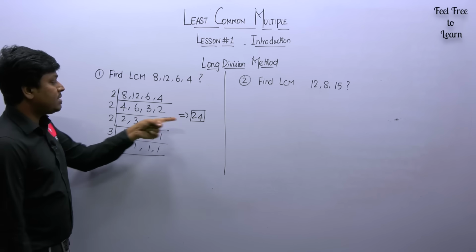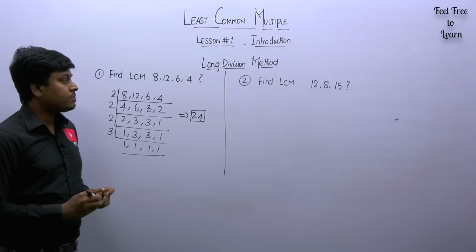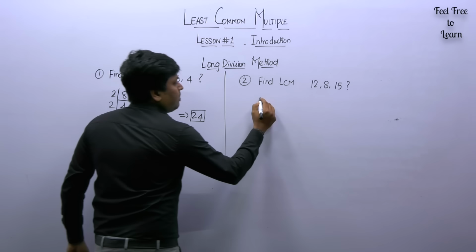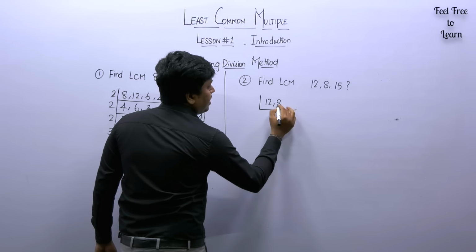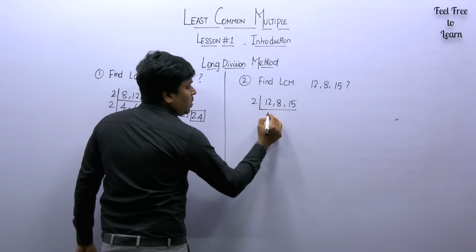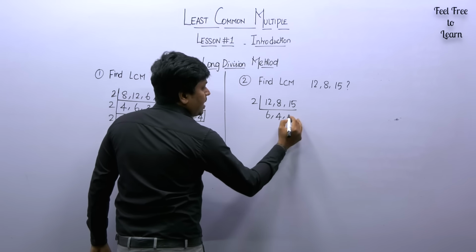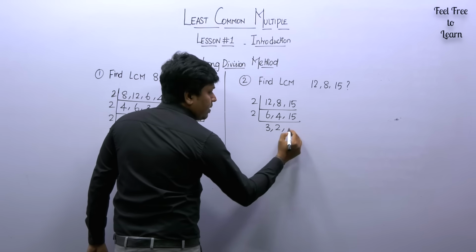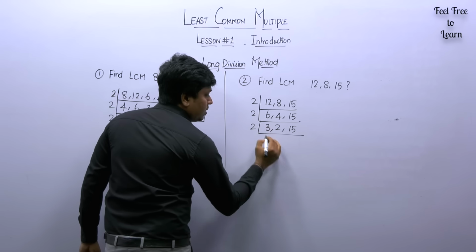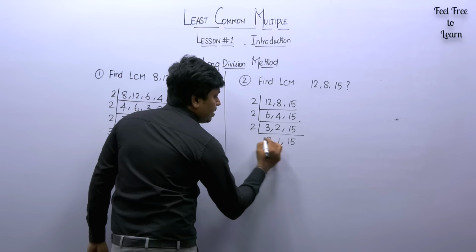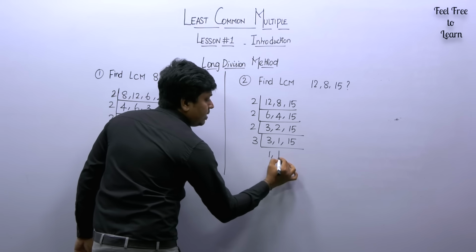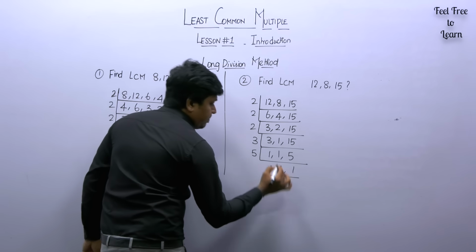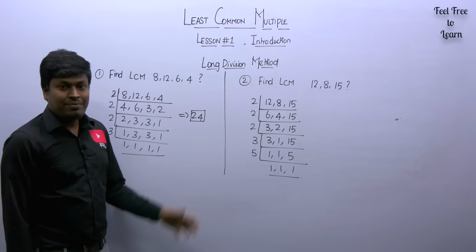Only if you go with the process, we will get the exact LCM. Got it? So second, find the LCM for 12, 8, 15. So again by long division method, 12, 8, 15. Start with 2 here: 6 2s are 12, 4 2s are 8, 15, right? Again go with 2: 3 2s are 6, 2 2s are 4, 15. Go with 2: 3 2s are 6, 1, 15. Now with 3: 1 3s are 3, 1, 5 3s are 15. So finally go with 5: 1 comma 1 comma 1. Right? So until we get 1 comma 1 comma 1, we have to solve it.